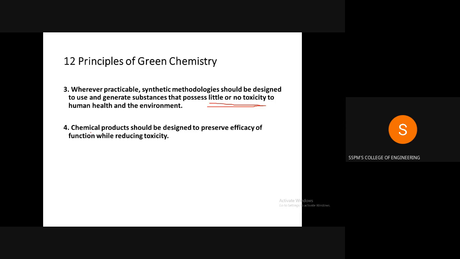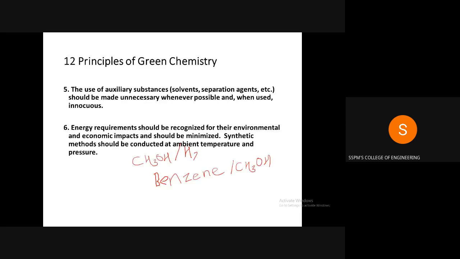So whenever there is an option for methanol as well as water, then we can choose water as a solvent because it is a readily, easily available solvent and it is an economical solvent, the cheapest solvent. Water is the cheapest solvent, so our reaction is also economical.